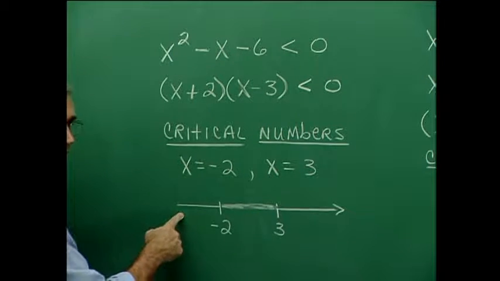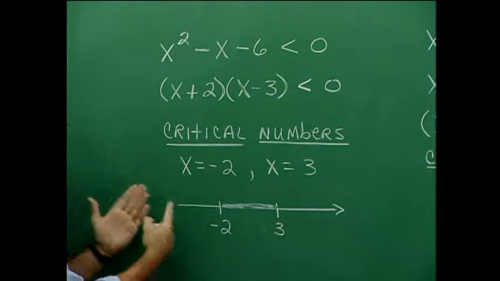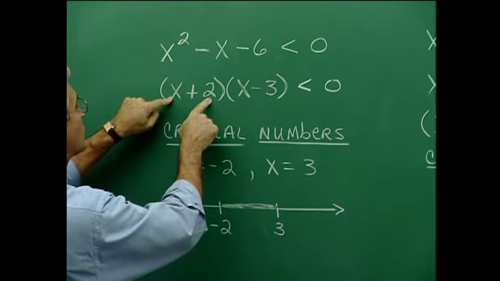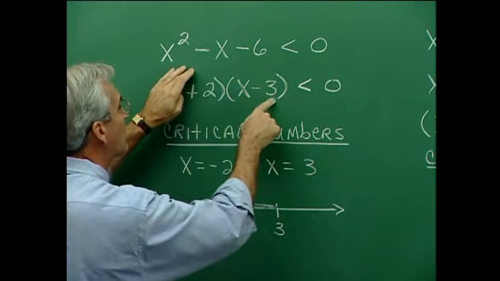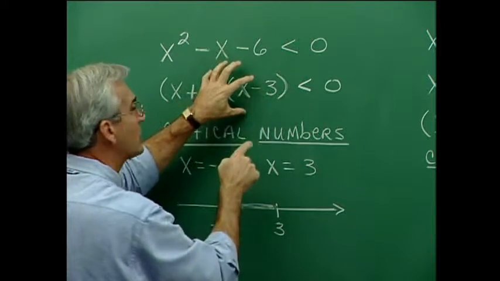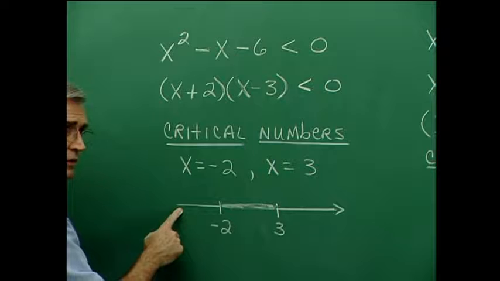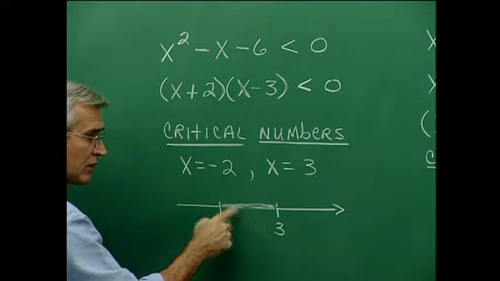Out here we have something like -10 or some big negative number. Just consider it as a big negative number. Big negative number plus 2, negative. Big negative number minus 3, negative. Negative times negative, positive. Positive greater than 0? No. So the values that lie in this interval don't work. These then are the solutions.